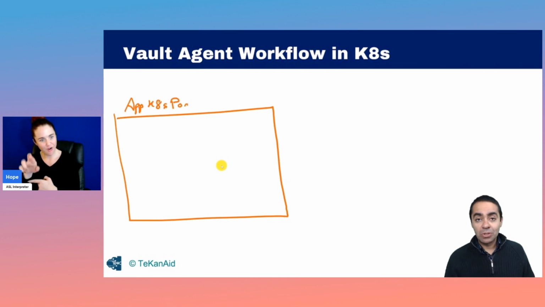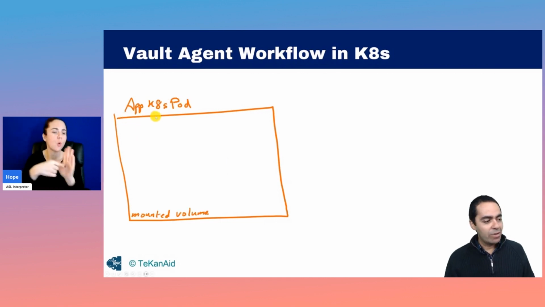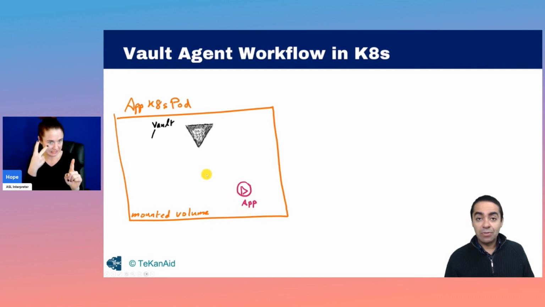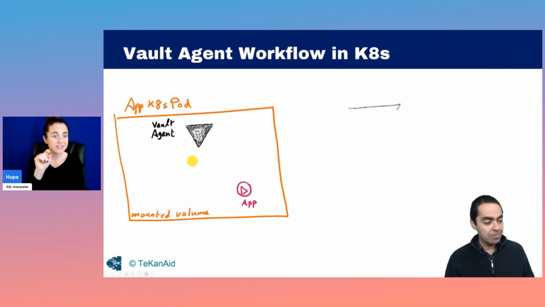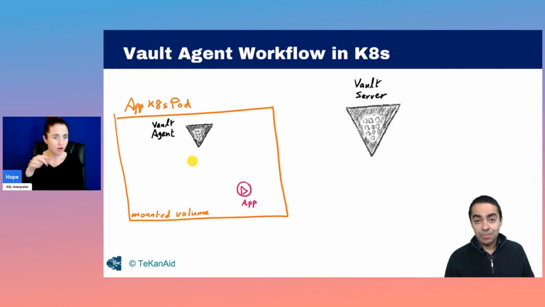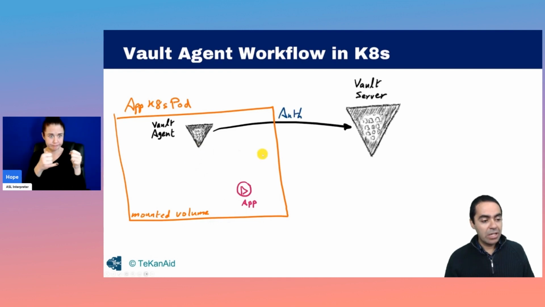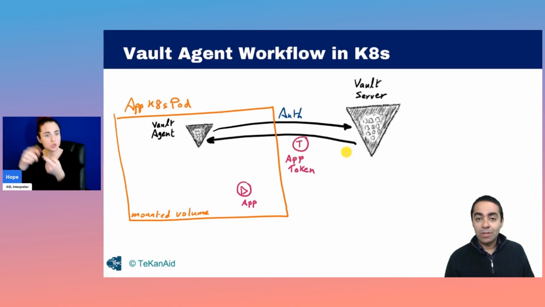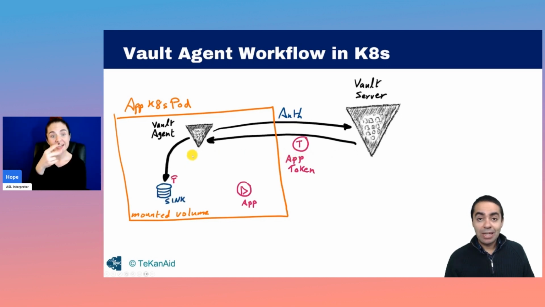The Vault agent workflow in Kubernetes looks like this. You have an application Kubernetes pod with a mounted volume. Inside of this pod, we've got our application, so our app lives here. We also have the Vault agent sidecar that I just mentioned, and we have our Vault server. So what happens is the Vault agent will go ahead and authenticate with the Vault server. The Vault server will respond back with an application token. The Vault agent will store this app token inside of a sync file in the mounted volume, so the application can actually access this token.